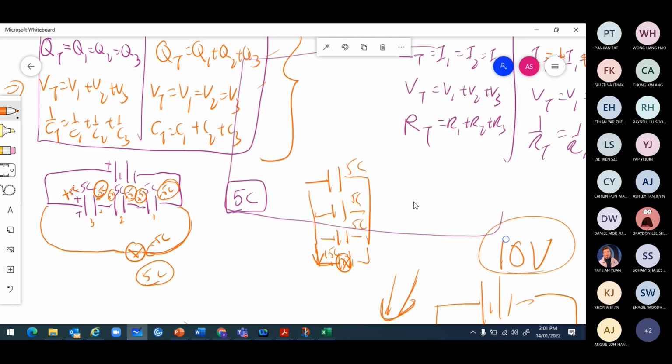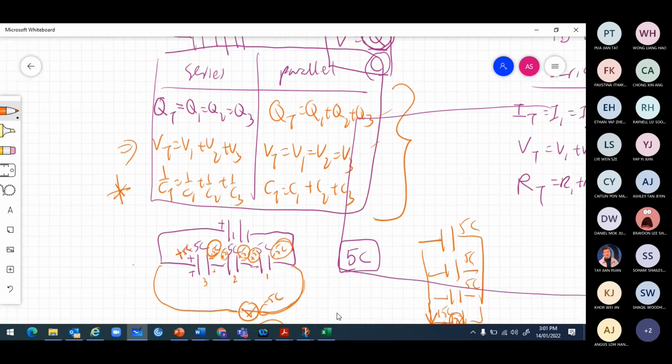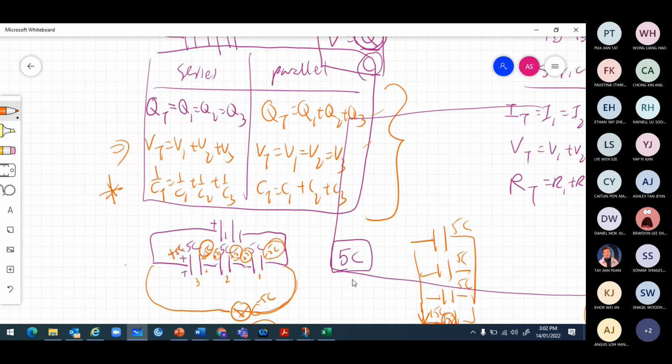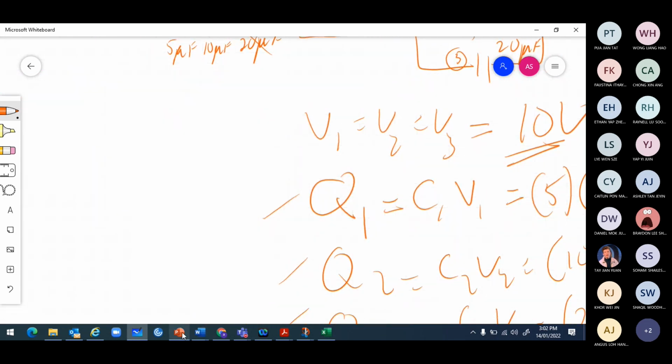Last time we learned that resistance in series increases, and in parallel resistance decreases. But now for capacitance, if you want to get big capacitance, you must connect them in parallel. Last time for resistance, to get big resistance you connect in series. Now for capacitance, you want big capacitance, connect in parallel. You want small capacitance, connect in series. So this is the idea. Okay, so let's go through one example again.